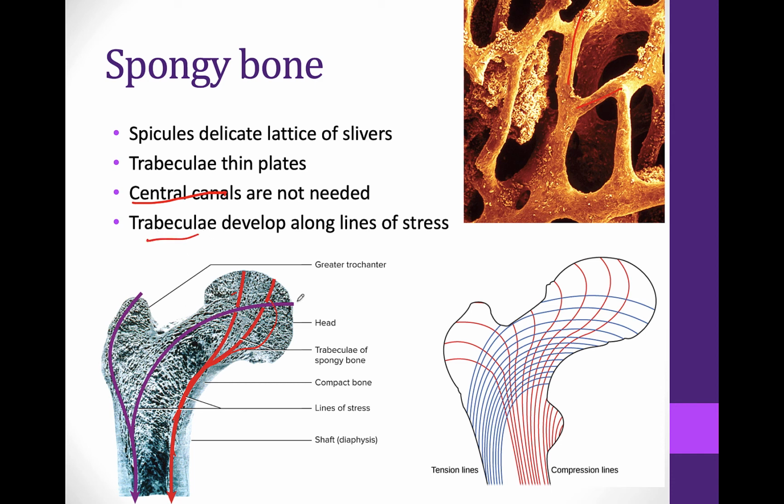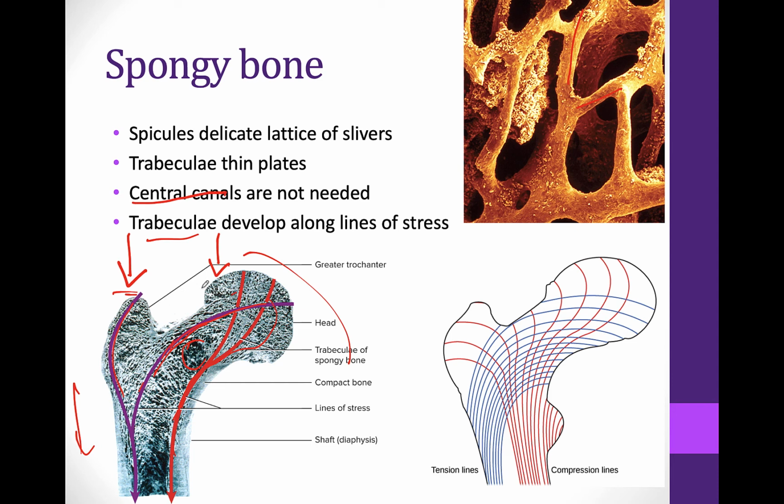Trabeculae form along lines of stress. So this is the femur, right? So this would be the hip. This is the leg. When you walk, you put stress down here and here. And so that pushes this area into compression along these stress lines. And then it kind of bends it here along there. You end up with tension. So along these stress lines is where we build up spongy bone. Areas where there's not a lot of spongy bone, we find don't have a lot of stress.